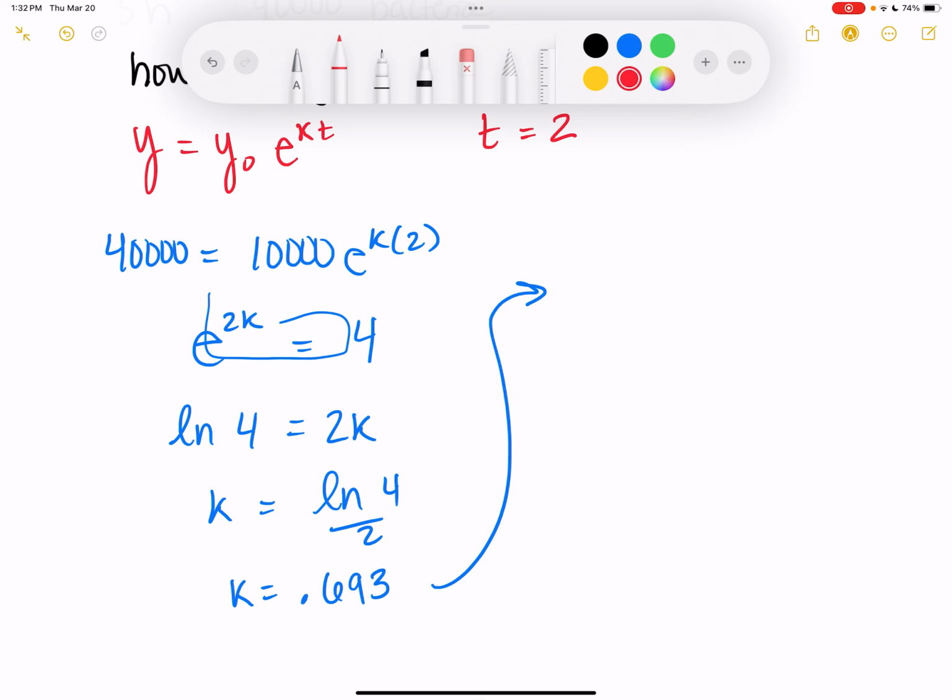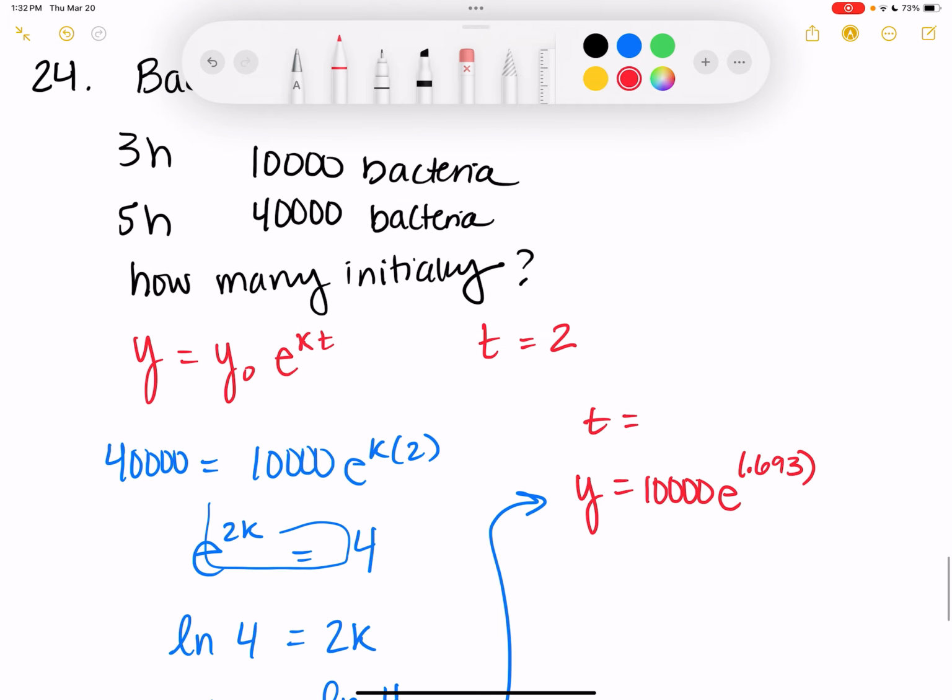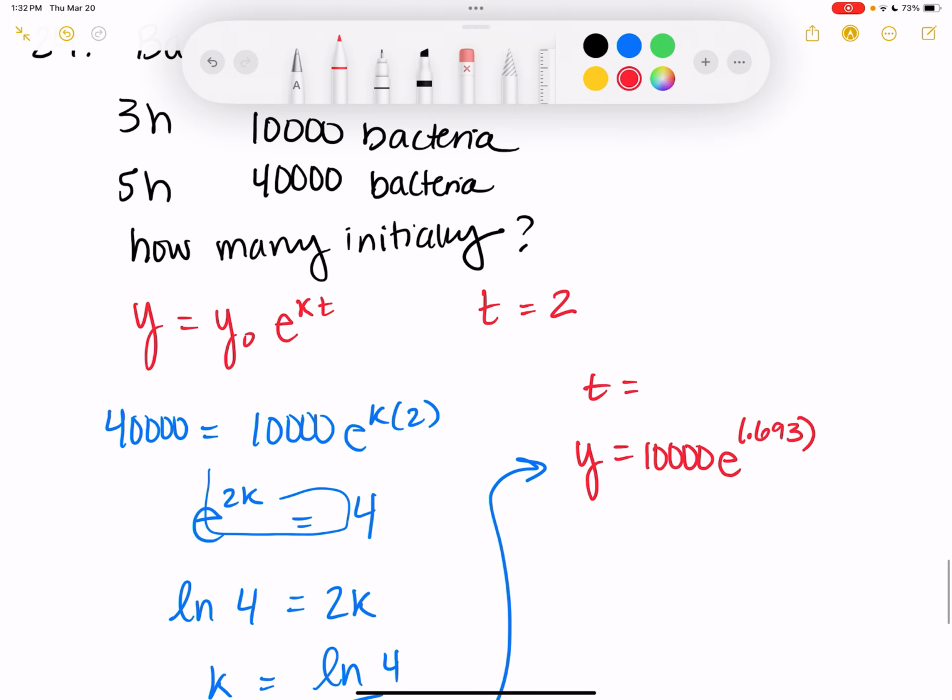Okay. So now I'm going to come up here and replace, and say I'm solving for y. I want to know how many bacteria I had initially. There are different ways I could do this, but I'm going to say y equals 10,000 e to the 0.693 times t. Now, what would t be if at 3 hours there was 10,000 and I want to know what there was initially? Negative 3.